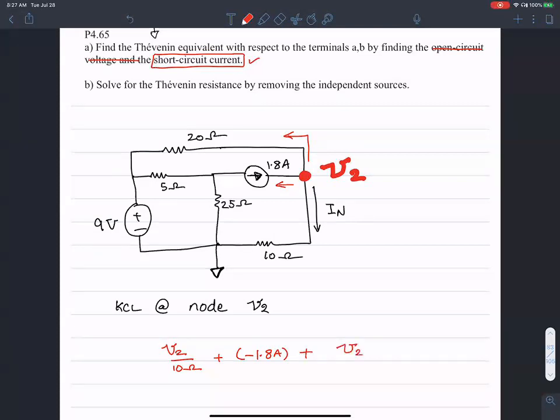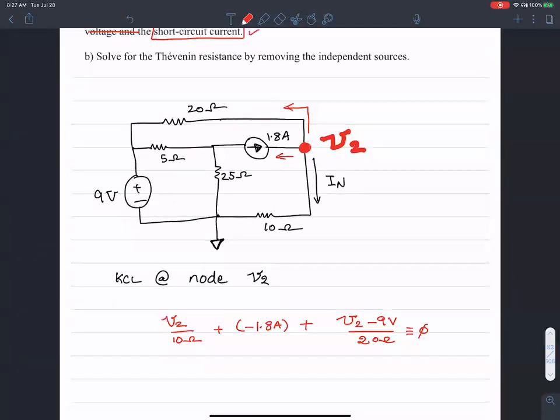V2 minus 9 volts by 20 ohms. All of that equals to 0, which will give you a value of V2 to be 15 volts, from which you should be able to calculate I Norton.